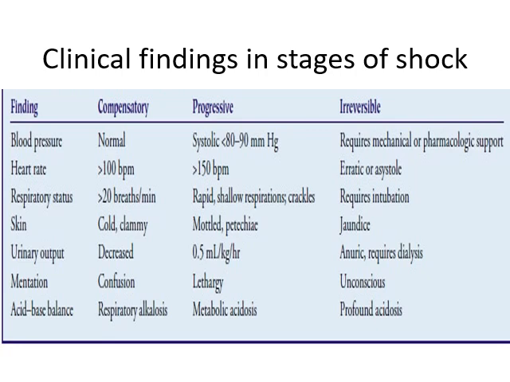If the patient enters the progressive state, it can also be treated easily, but in the irreversible state of shock, the treatment will be very difficult. In the compensatory state, the blood pressure will be normal due to the compensatory increase in the heart rate, tachycardia, to maintain the stroke volume and cardiac output of the heart.